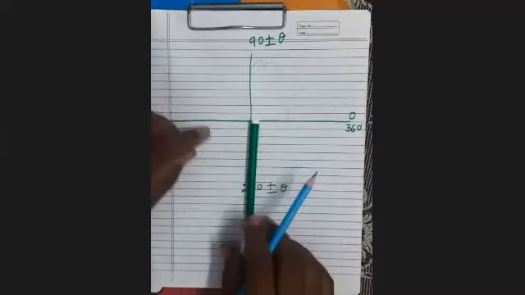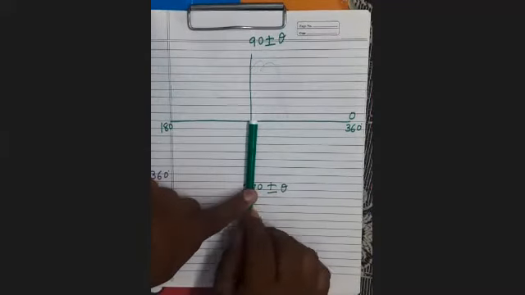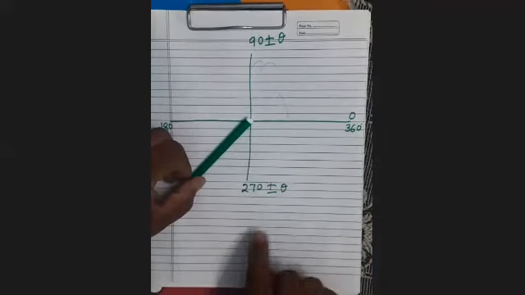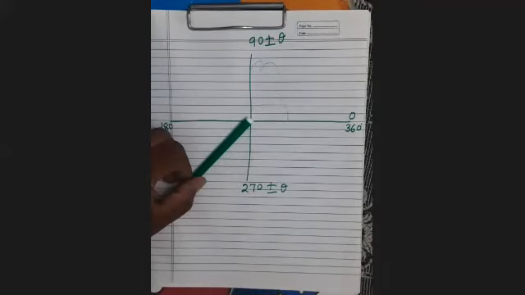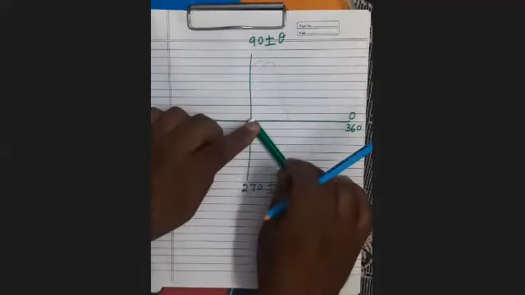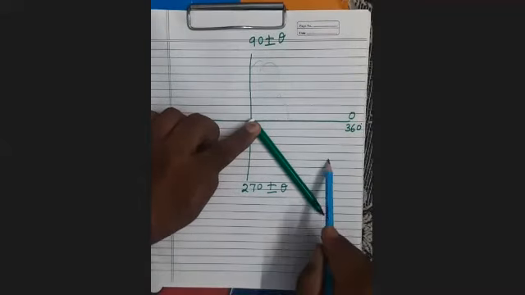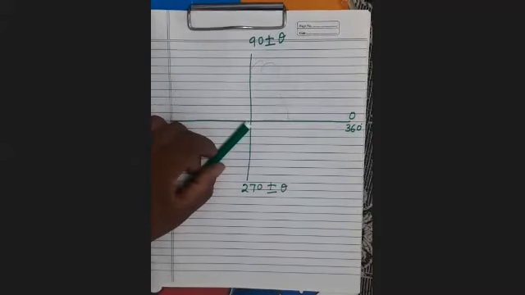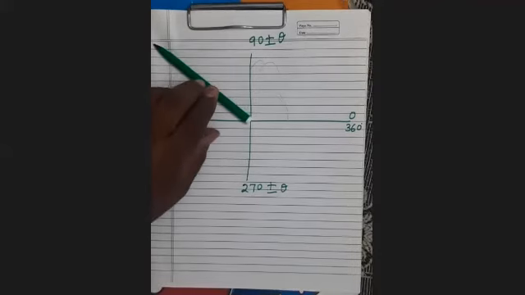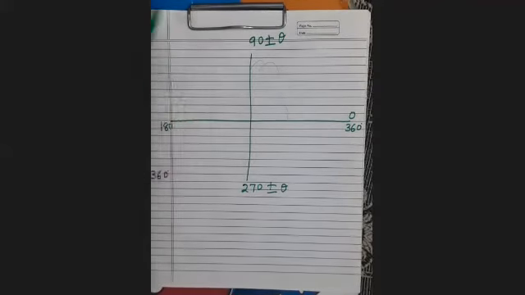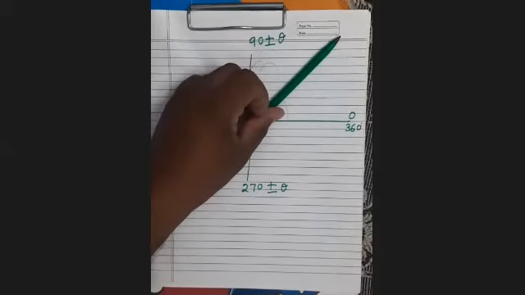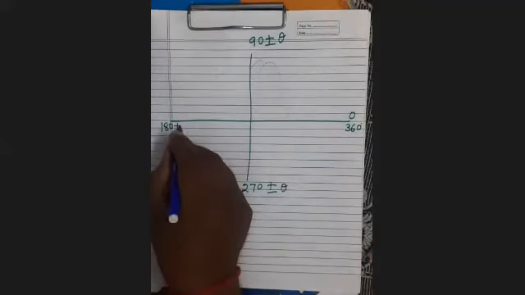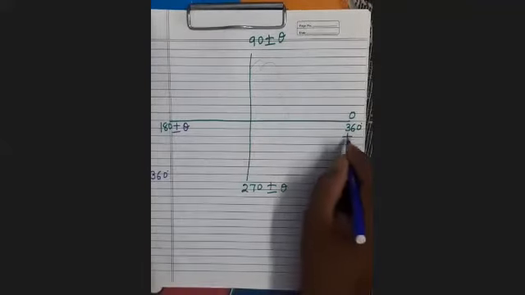Similarly, this angle is 270 degree. If you are keeping the pen this way, और अगर हमको यहाँ से define करना हो, it will be 270 minus theta, and it will be 270 plus theta. 270 plus theta will come in the fourth quadrant. 270 minus theta will come in the third quadrant. 90 plus theta will be in the second quadrant, and 90 minus theta will be in the first quadrant. Similarly, you can write 180 plus minus theta and 360 plus minus theta.